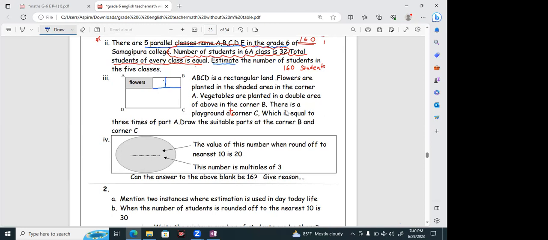Draw two parts. There is a playground at corner C which is equal to the 3 times of the part A.